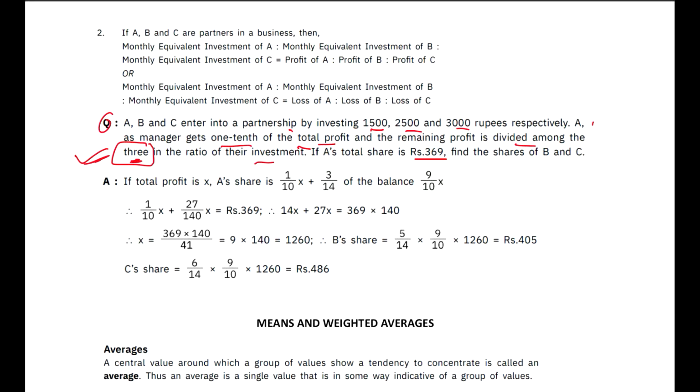That means I know what I have to equate with what. What is the equation which I am going to make here? I am going to make an equation for the share of A, where I will start with considering the total profit as X. And here the A share will be firstly 1/10th of X. This is the first part. And this is the second part.